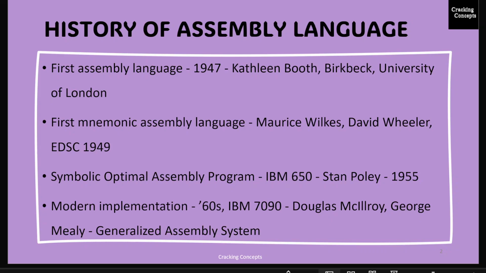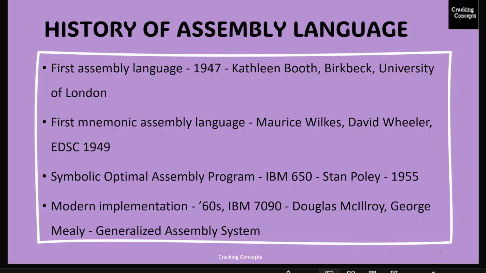The first mnemonic assembly language format was developed by Maurice Wilkes and David Wheeler for the electronic delay storage computer in 1949. SOAP or Symbolic Optimal Assembly Program was an assembly language for the IBM 650 computer written by Stan Poley in 1955. The modern implementation of assembly was developed in the 1960s for the IBM 7090. Several people like Douglas McIlroy and George Mealy worked on the project, which was called the Generalized Assembly System.